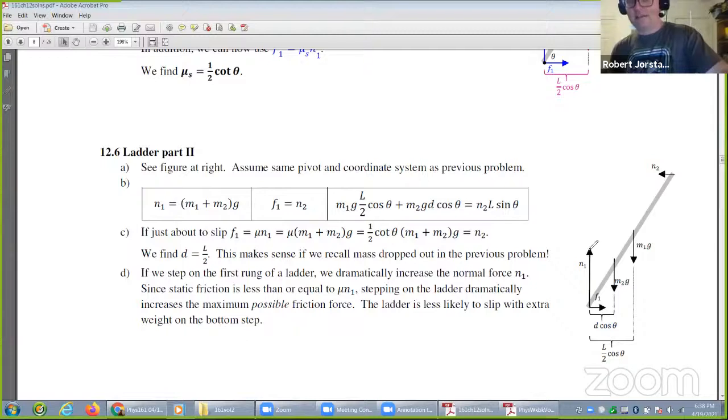But in this case, if this mass is close to the bottom, what happens is more of the weight shifts to this, right? And this force gets bigger. And as a result, you have more possible friction force. Now, let's see what happens if I put it on up high.